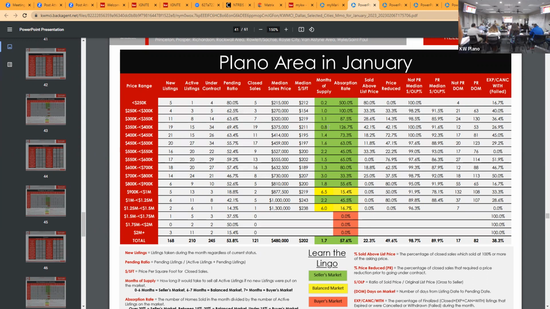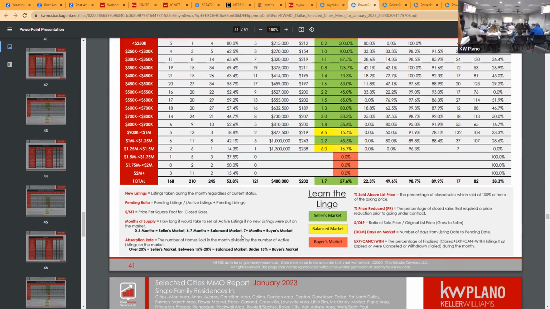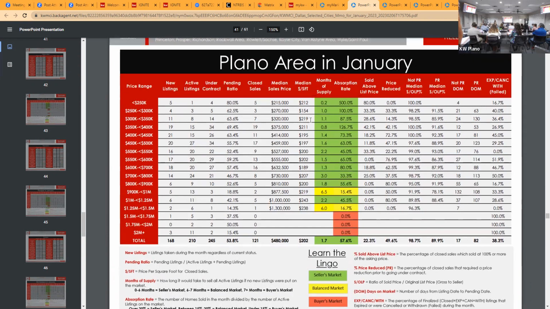And then Nick, can you help describe what absorption rate means or how it's calculated? I put you on the spot. It's at the bottom. That's right. It says it's the number of homes sold in the month divided by the number of active listings on the market. So my understanding is that months of supply and absorption rate are the same numbers, they're just calculated differently. Is that fair? It means the same thing, it's just how fast they're selling through. Okay, I like looking at months of supply of inventory. Thank you for letting me put you on the spot.